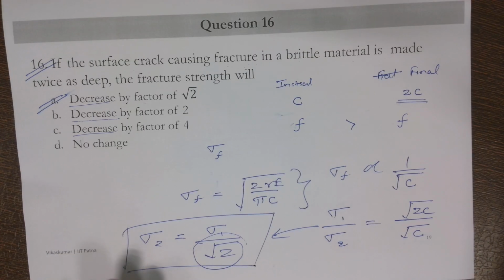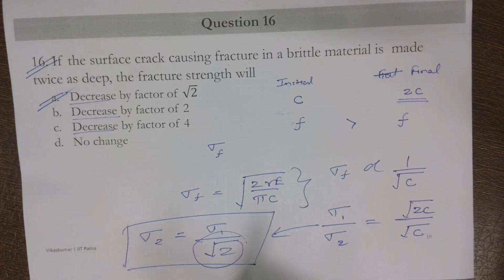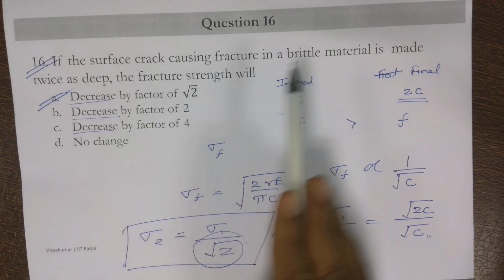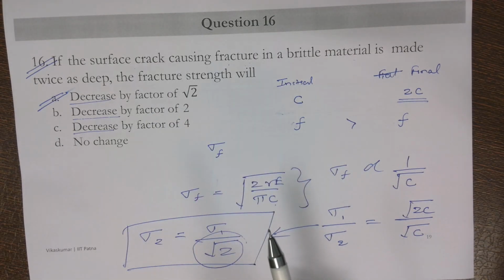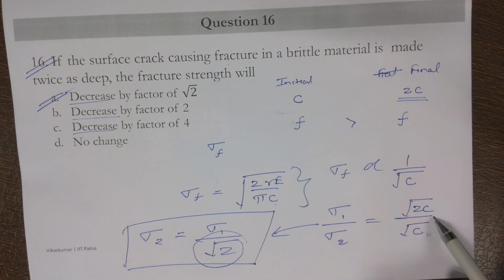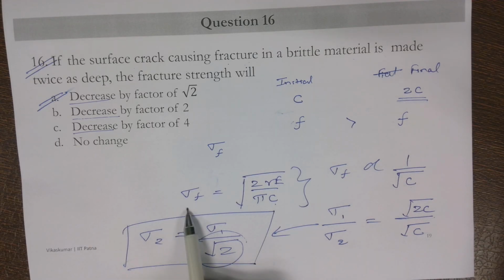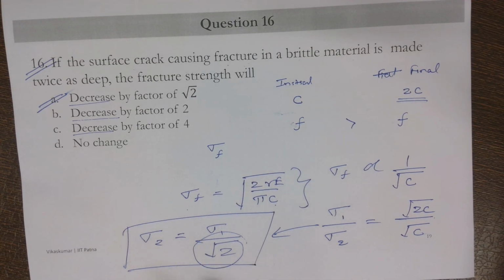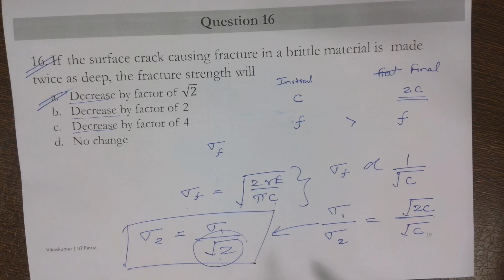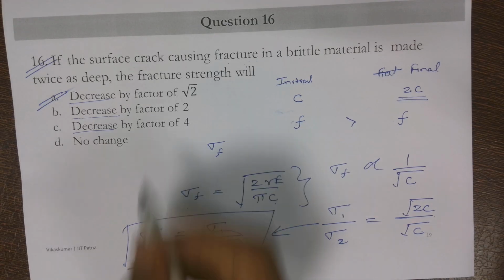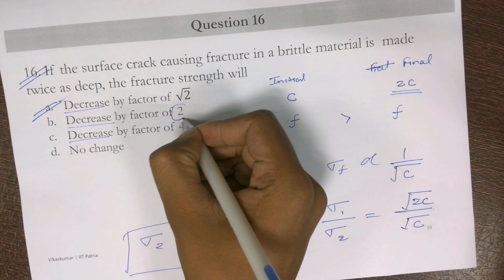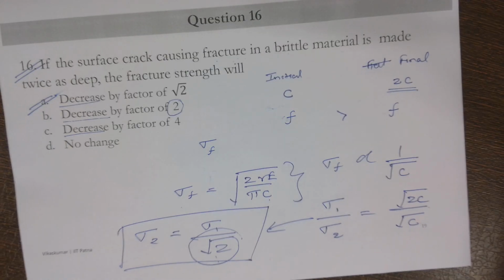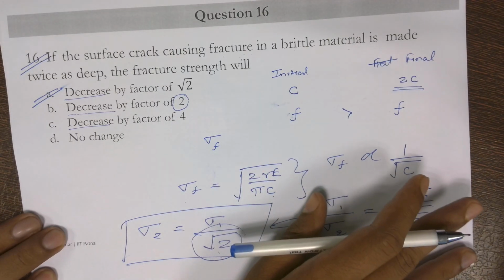Clear? So if you keep on increasing the crack size, now let's say instead of twice, I made it 4 times. Instead of making it twice, I made the crack size 4 times C. In that case, the fracture strength sigma F required will be half. Right? Instead of root 2, we'll get the root of 4, which is 2. And so in that case, option B will be the right answer. So very good. With that, we have solved question number 16.